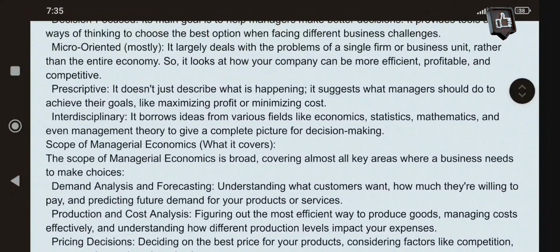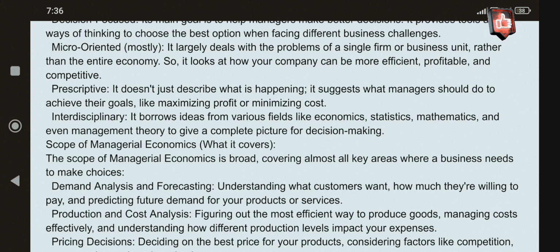Prescriptive. It doesn't just describe what is happening, it suggests what managers should do to achieve their goals, like maximizing profit or minimizing cost. Interdisciplinary. It borrows ideas from various fields like economics, statistics, mathematics, and even management theory to give a complete picture for decision-making.